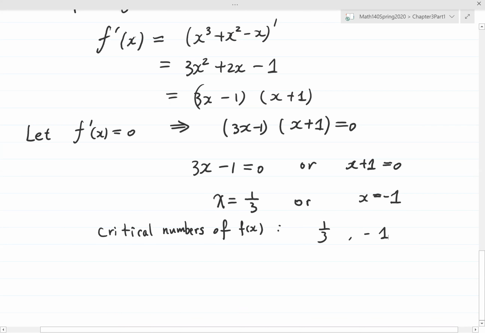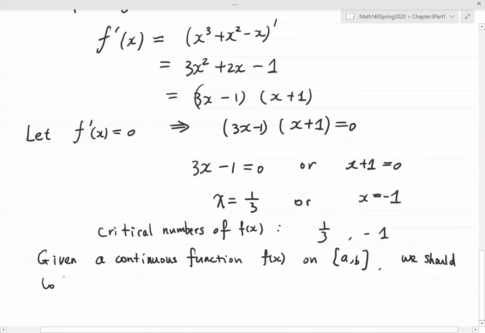Now the key is, given a continuous function f(x) on a to b, to find all its local max or local min, we should look for local max or local min at the critical numbers of f within this a to b, i.e., those belonging to a to b.